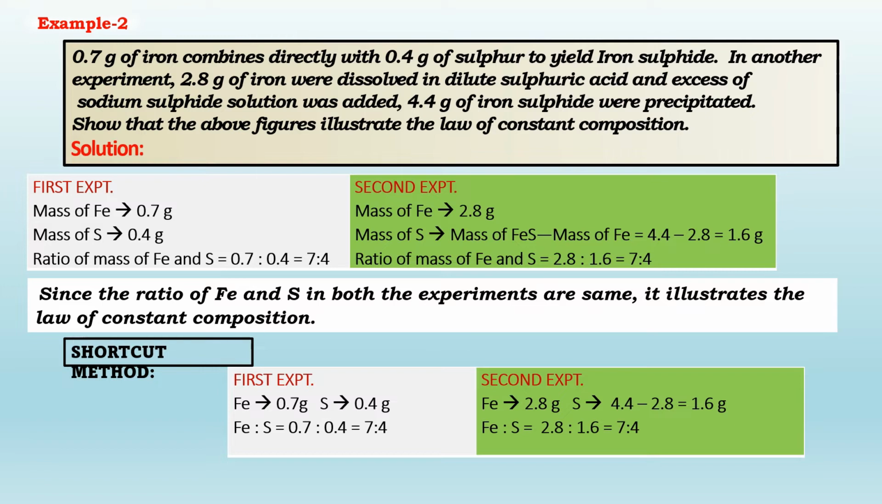Shortcut method. In the first experiment, iron is equal to 0.7, sulfur is equal to 0.4, ratio of iron to sulfur is equal to 7:4. In the second experiment, iron is equal to 2.8, sulfur is equal to 1.6. So ratio of iron and sulfur is equal to 2.8 is to 1.6 is equal to 7:4.